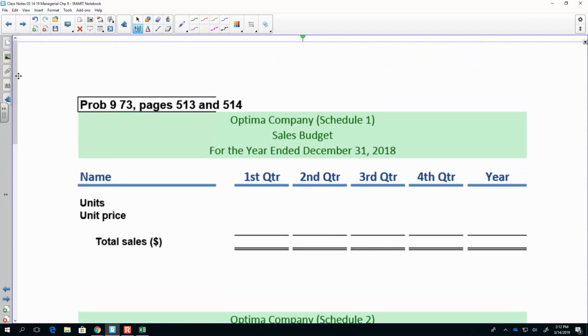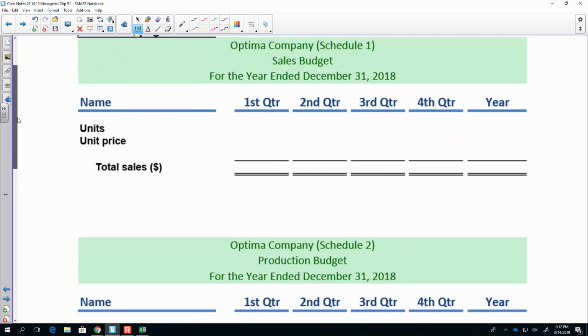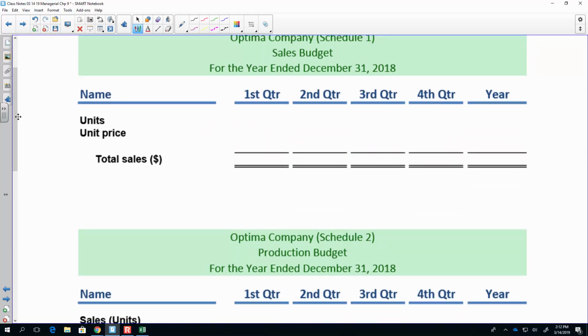Optima Author uses Schedule 1, sales budget. Letter B of the problem has the information for the sales budget. So here again, it's a quarterly budget report with a total column. I'm just going to write down the numbers.